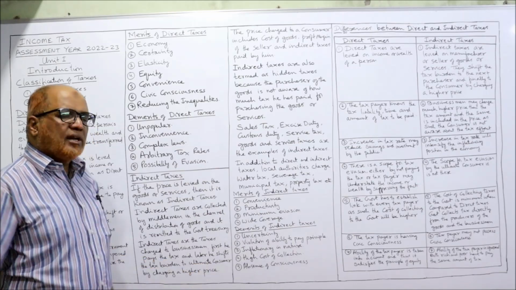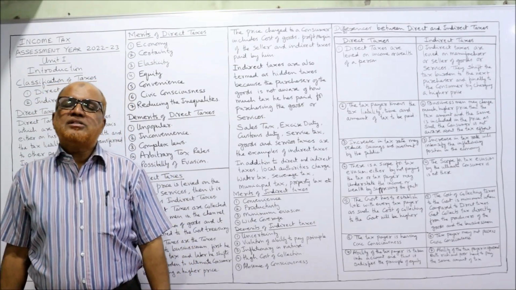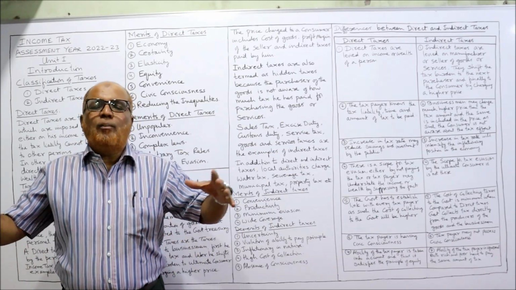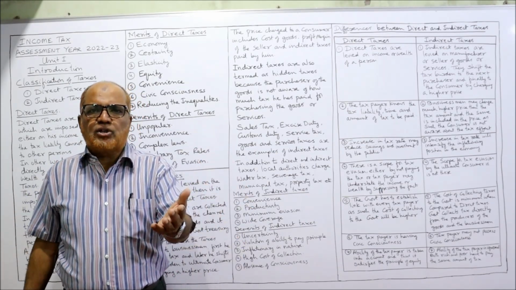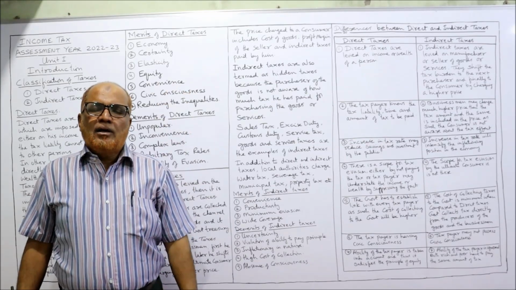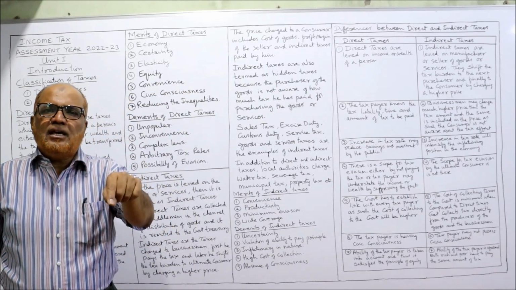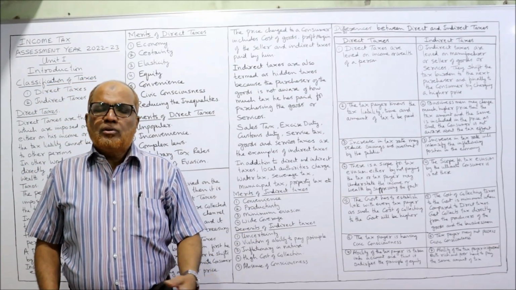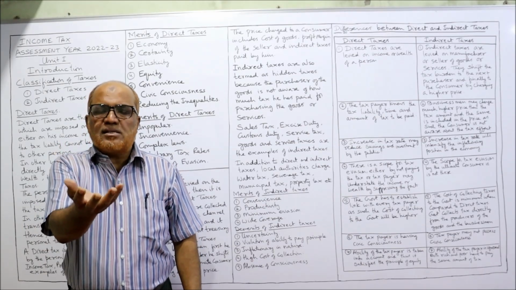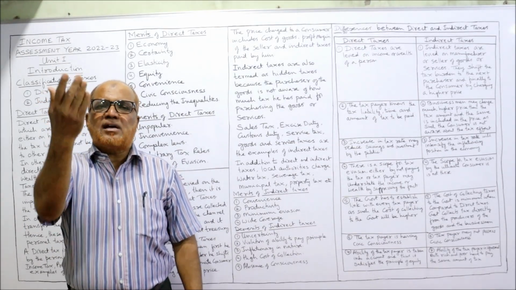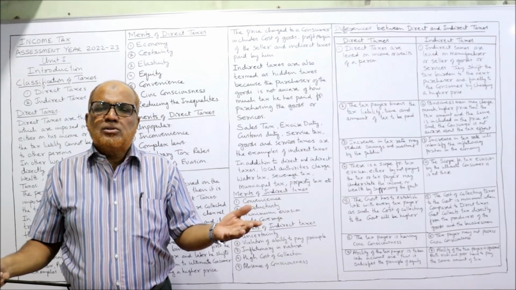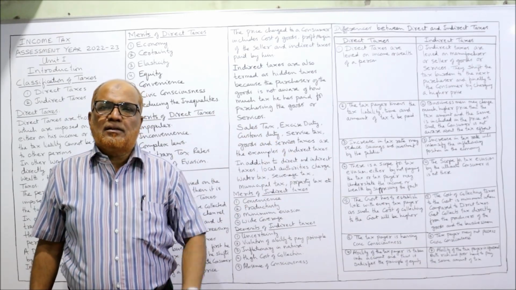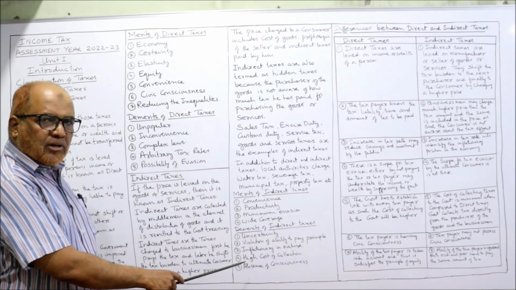Next one, inflationary in nature. Inflation means increase in the prices of goods and services. Inflation is a global phenomenon. In every country there is inflation. The prices are increasing. One of the reasons why prices are increasing is that taxes are more. Due to more taxes, the prices are increasing. When prices are increasing, there is inflation. So these indirect taxes will stimulate inflation. That is a consequence.